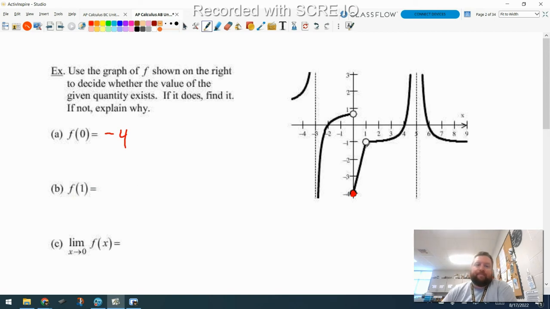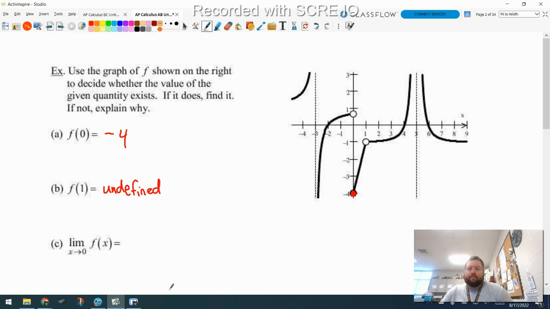All right, f of 1. So you go to x equals 1, you look for a y value where there's a closed circle, and there isn't one. There is an open circle there, but that is not defined. So we don't say does not exist for just a regular function. We would call this undefined. Does not exist is pretty much specific to a limit question only.